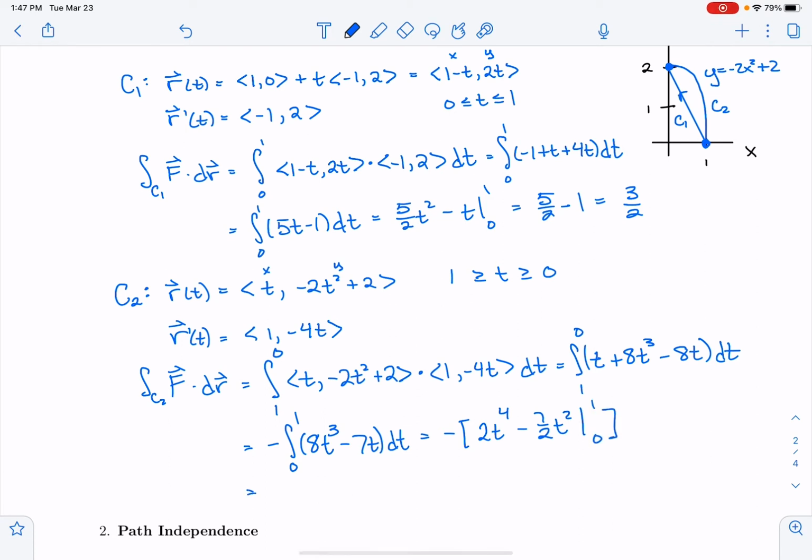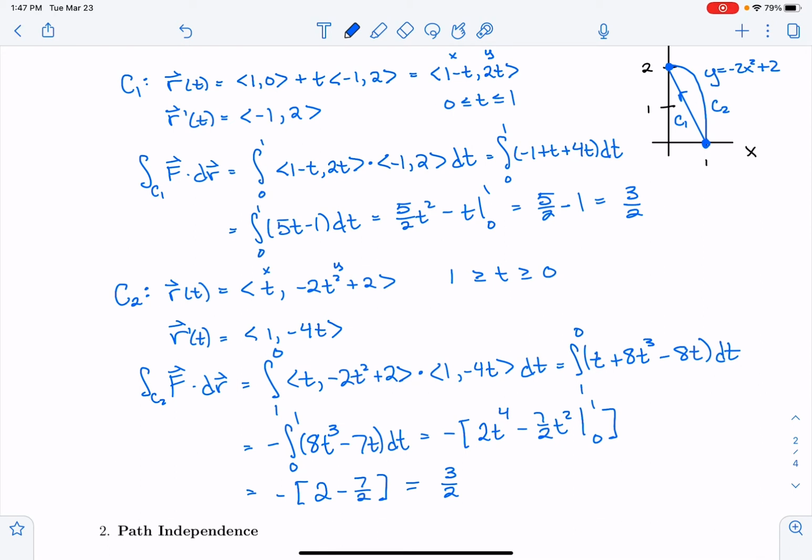So I'm going to get a minus 2 minus 7 halves, minus 0, of course. And so 2 minus 7 halves is negative 3 halves. So taking the negative, I get, again, 3 halves.